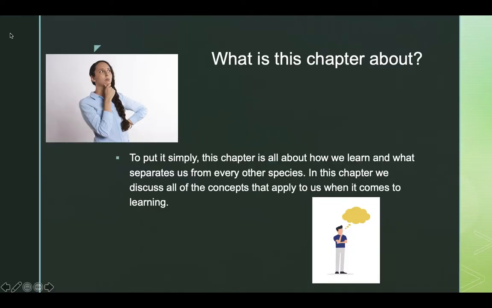So to start off, just a little bit about what this whole chapter is about. To put it simply, this chapter is all about how we learn and what separates us from every other species. In this chapter, we discuss all of the concepts that apply to us when it comes to learning.